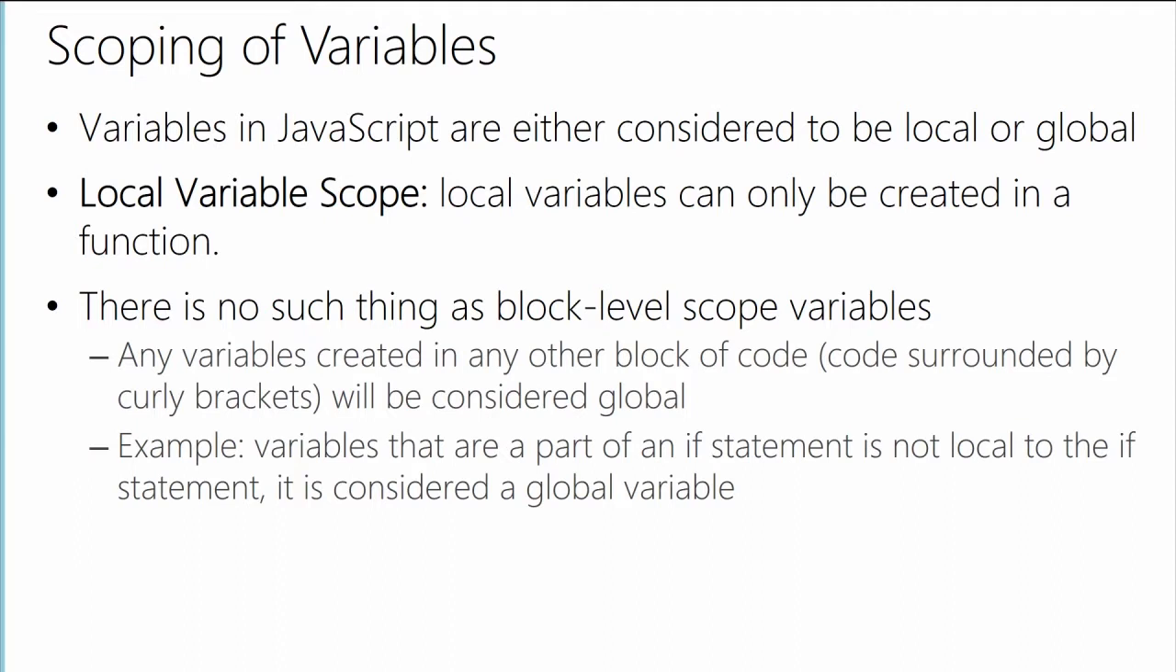Then there are block scope variables. JavaScript does not have block scope variables. To go in depth, a block scope variable is pretty much any variable that is initialized inside of an if statement. That doesn't exist in JavaScript. If you make a variable inside of an if statement, a switch statement, or anything like that, it is then considered global. I'm going to show you a really quick example of how this goes.